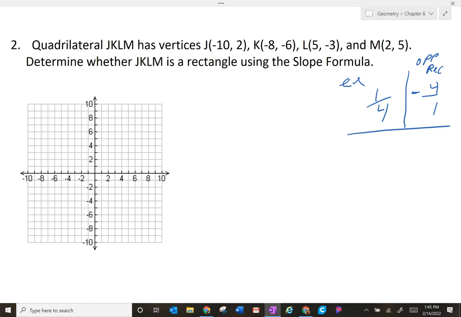Okay, same thing as before. I'm going to plot my points while you're working that stuff down. I'm just going to roughly plot them so I know where they're going to be. So my first point will be over here. K is at -8, -6. Next one, L would be at 5, -3. And then my last one would be at 2, +5.